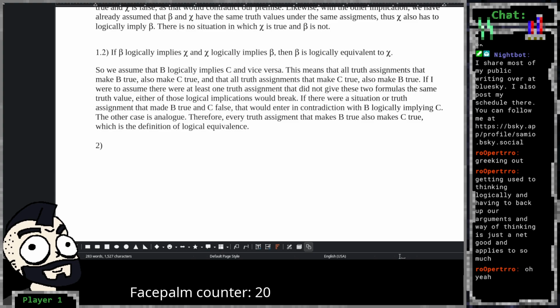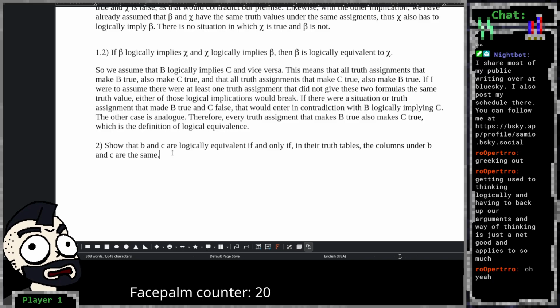Okay, next thing we have to prove. Show that beta and chi, again meta variables, not position letters, are logically equivalent if and only if in their truth tables the columns under B and C are the same.